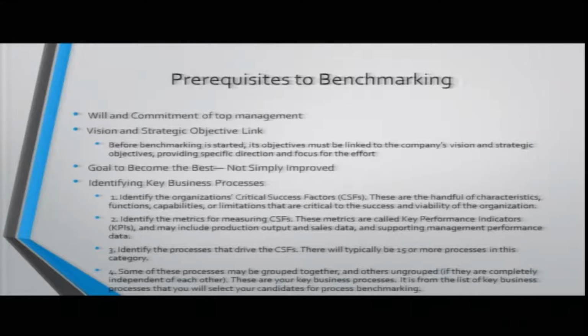They will typically be 15 or more. So, obviously 15 is not a sacrosanct number, it can be more or less. Based on that, somebody should work. Some of these processes may be grouped together and others ungrouped. If they are completely independent of each other, they can be analyzed and actions taken accordingly. These are your key business processes. It is from the list of the key business processes that you should select your candidates for the process benchmarking and work accordingly.